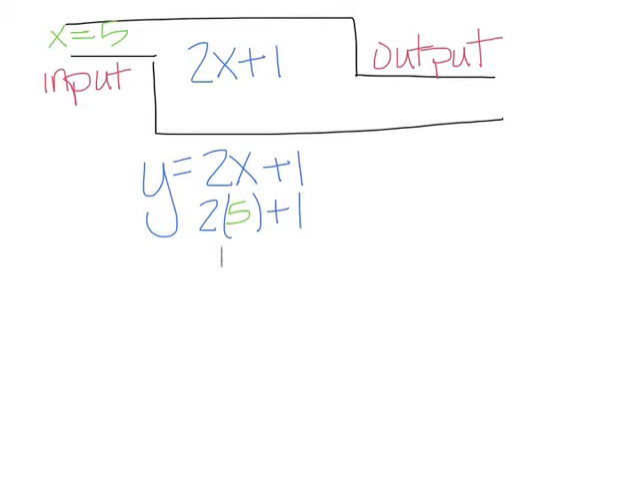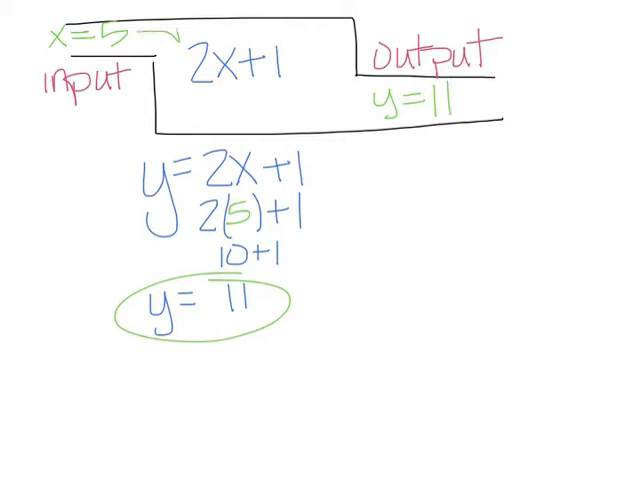2 times 5 is 10. 10 plus 1 is 11. So our output would be y equals 11. We put x into the machine, we get y out of the machine.